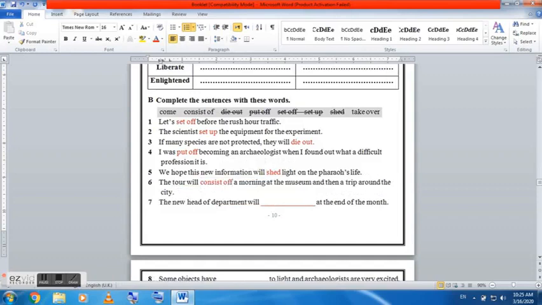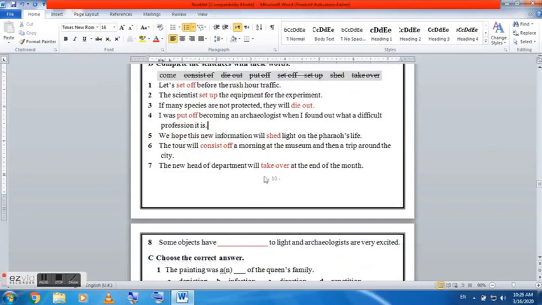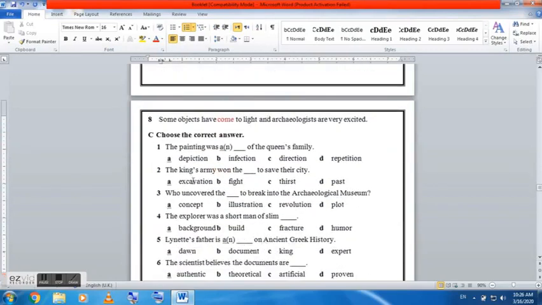Okay, then we have number 6, the tour will something a morning at the museum and then a trip around the city. The correct answer should be consist of. This is number 6. Then we have number 7, the new head of department will something at the end of the month, which means will take over at the end of the month. This is the correct answer for number 7. Finally, some objects have come to light, which is similar to shed light, but shed light means to provide light or put light on something. Like here in number 8, come to light is simply revealed or uncovered.